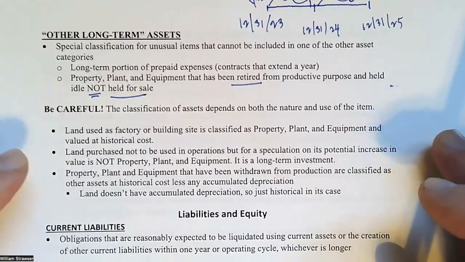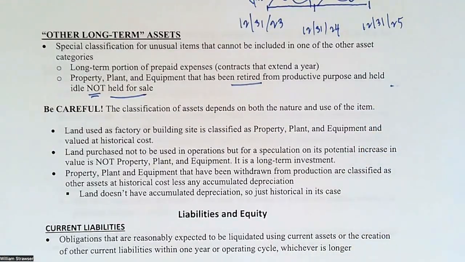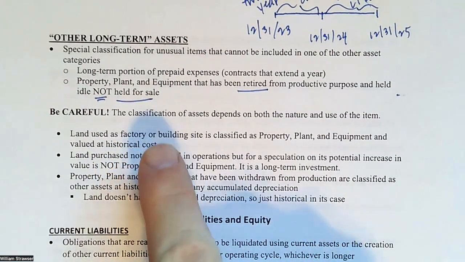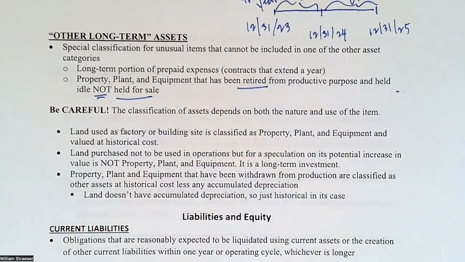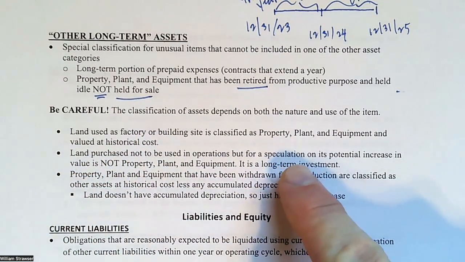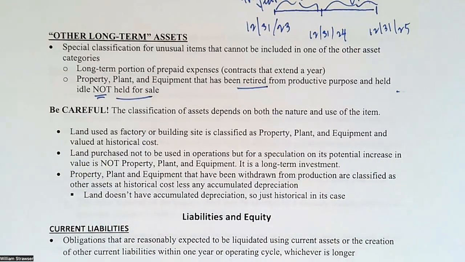In general, in intermediate, we just need to keep our wits about us in terms of understanding what the asset is being used for, because the purpose of the asset is where we want to classify it, not just the name. So land that's being used as a factory building, that's PP&E. But as we talked about, land that's purchased for speculation on a potential increase in value, that's not being used as PP&E. Its underlying purpose to the company is an investment, and we classify it as such.